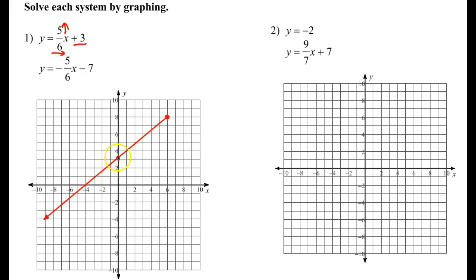And draw the line all the way through the entire graph. Make sure it goes both directions. And put an arrow on either end. And we can go to -7, down 7.